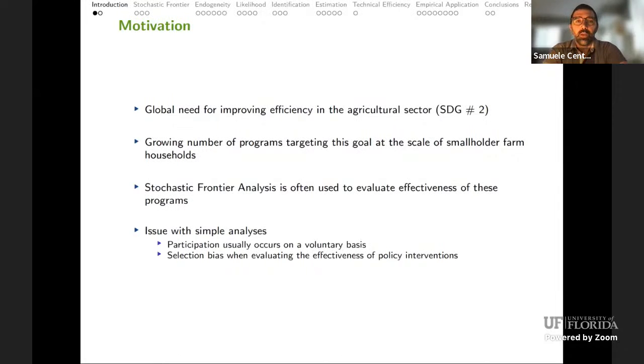programs. Of course, the point is that these programs are often not randomized, so they're not randomized controlled trials. The participation in these programs often occurs on a voluntary basis, and therefore it generates a selection bias. So there is basically a selection into treatment here, because participation is not random. So the point is: how do we control for this selection bias when we want to understand the effectiveness of these programs using stochastic frontier models?